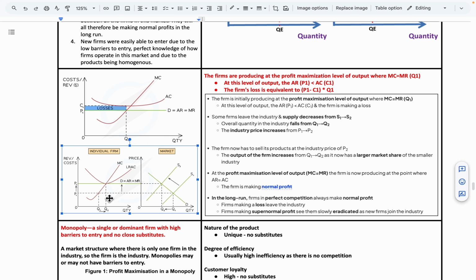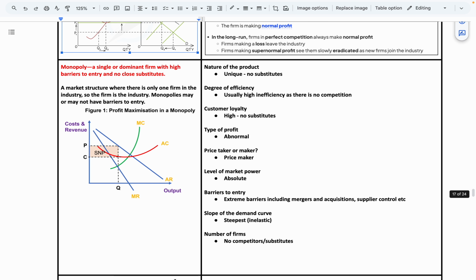But since everyone was making a loss, everyone's like, no, I'm leaving this market. No one's paying me and I'm just making a loss, right? So because that happens, supply falls, prices go up, and it goes back to normal profits again. So that's basically it. I hope that made sense.